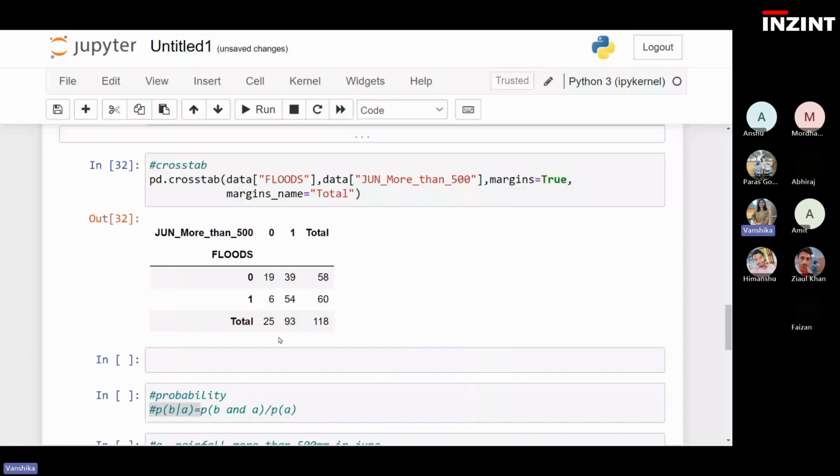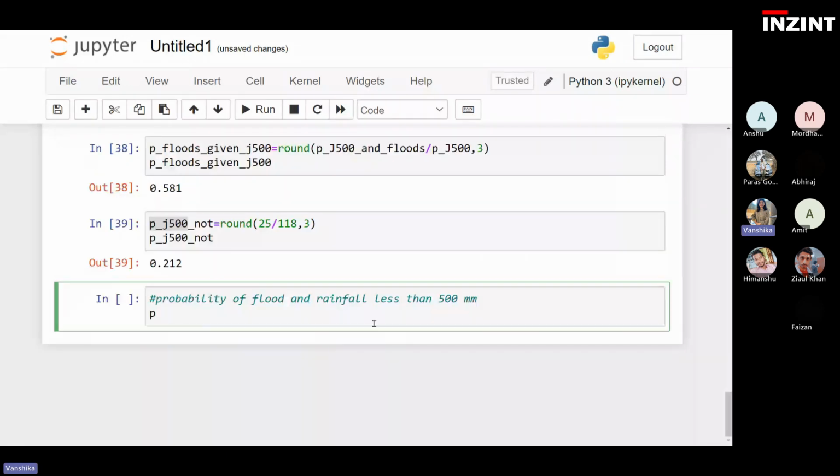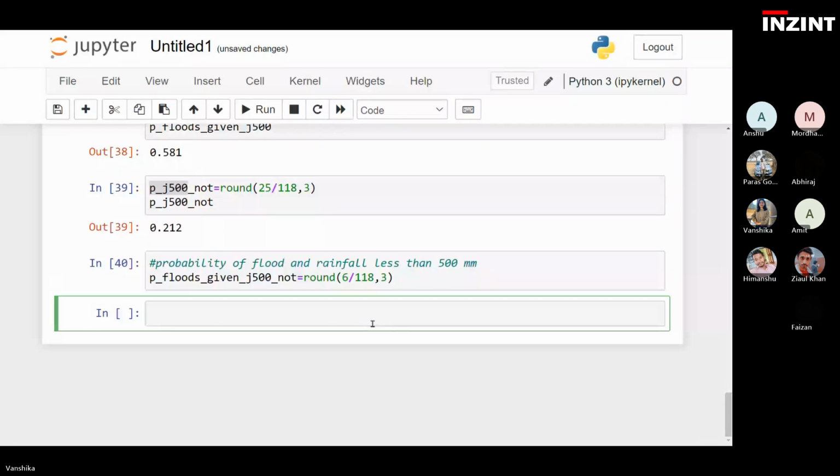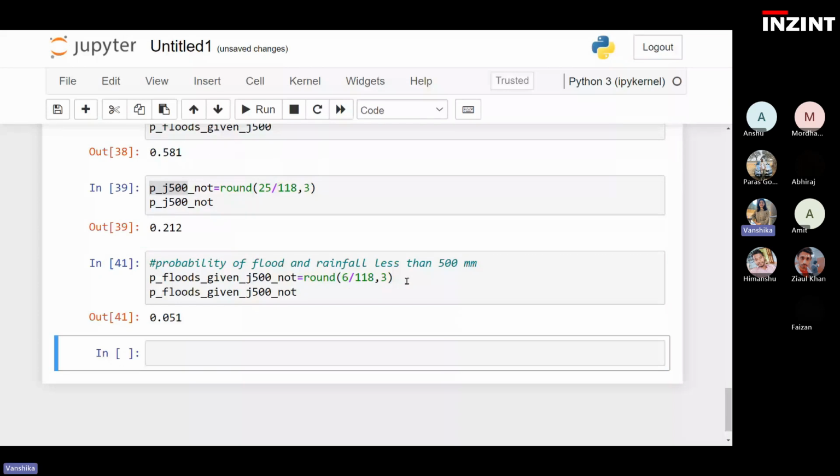Yeah, there are 6 such instances. So do the same. Probability of floods given rainfall did not occur. And let's put it in the formula. So there were how many?